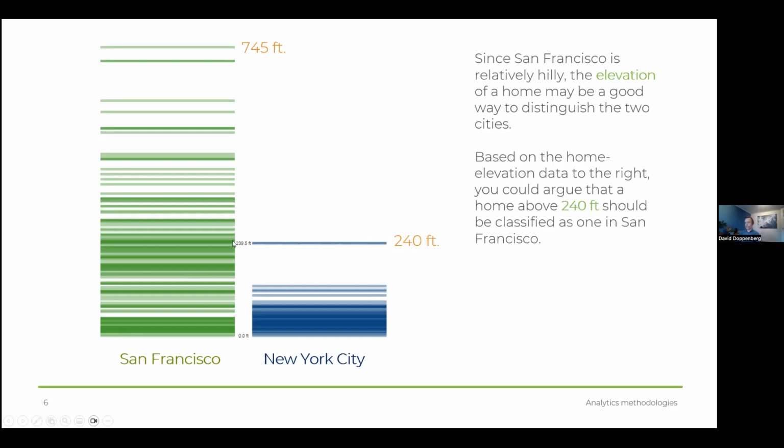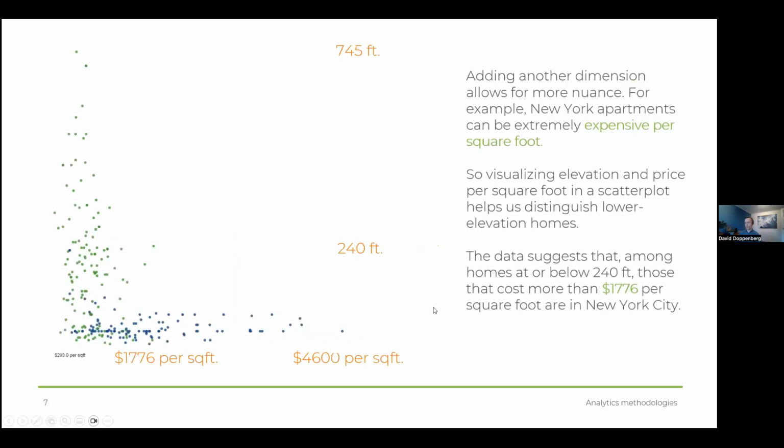when the elevation is larger than 250 feet, then I assign label San Francisco, or below 240, New York City. If we can find different splits, we can make better classifications based on that.